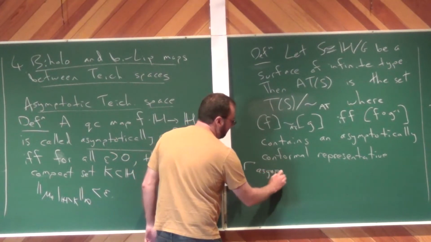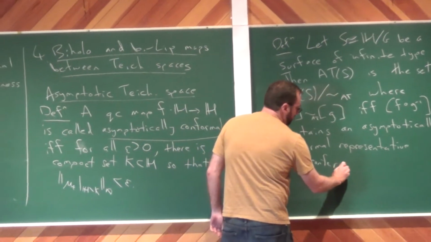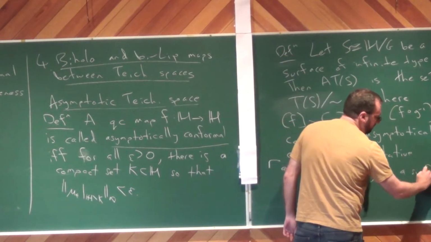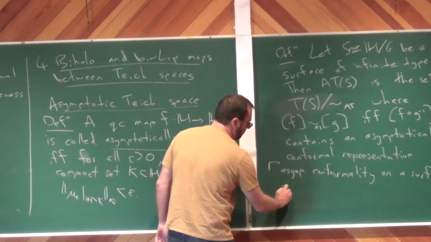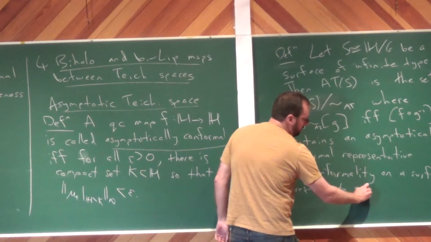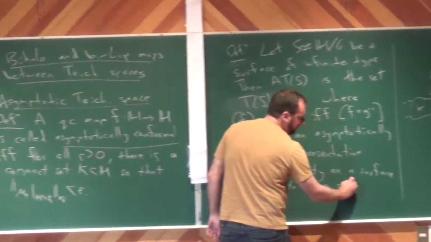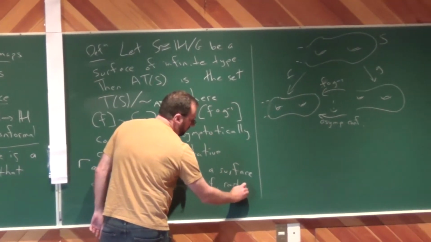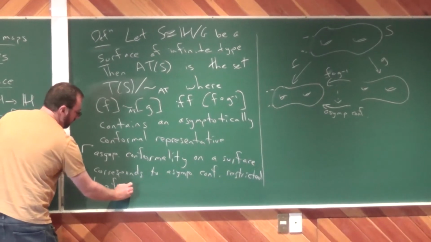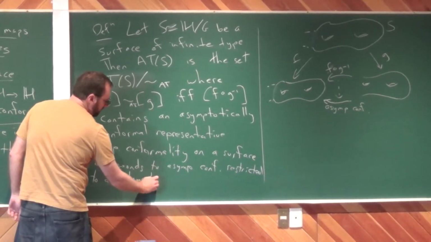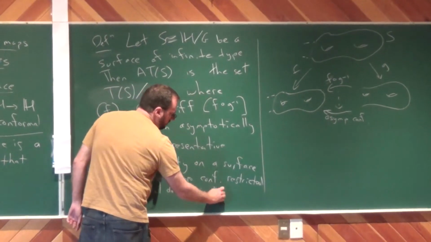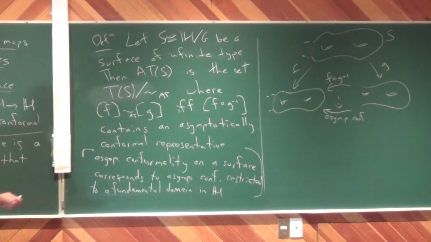So asymptotic conformality of a surface corresponds to asymptotic conformality restricted to a fundamental domain in the upper half plane.